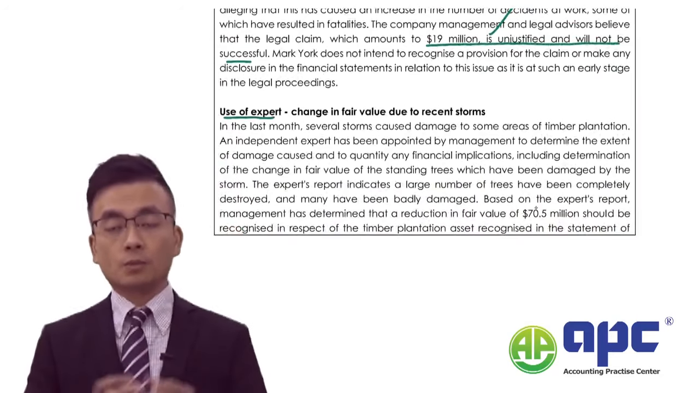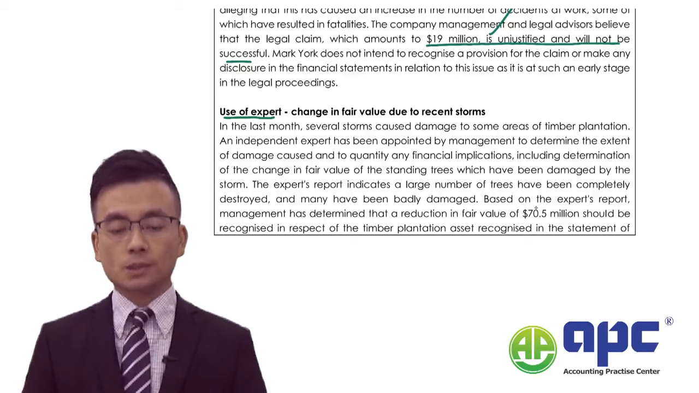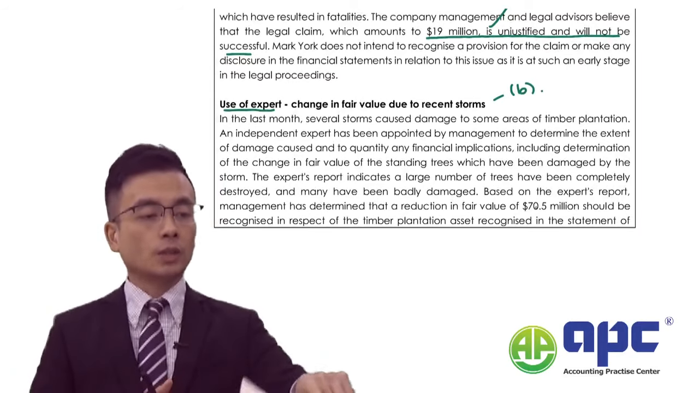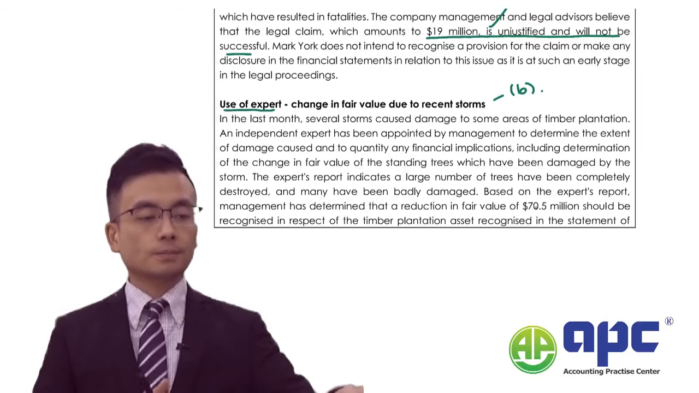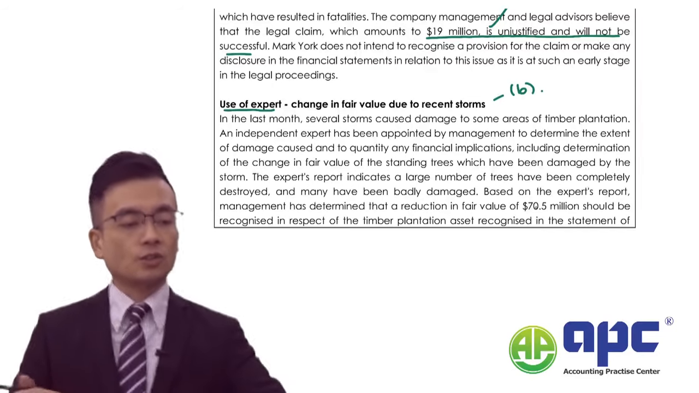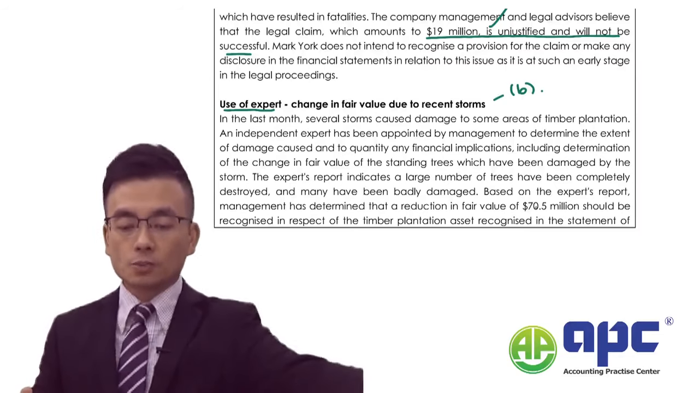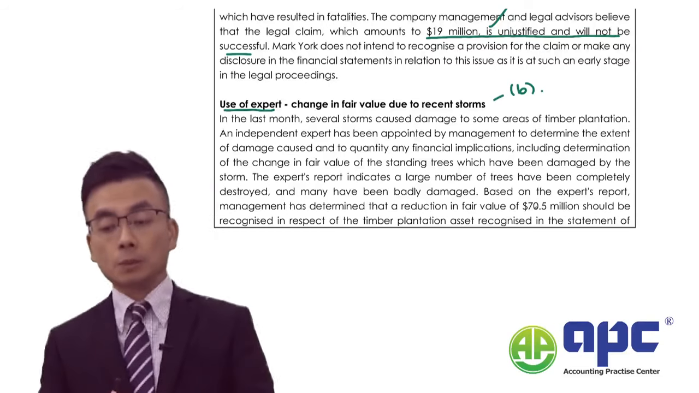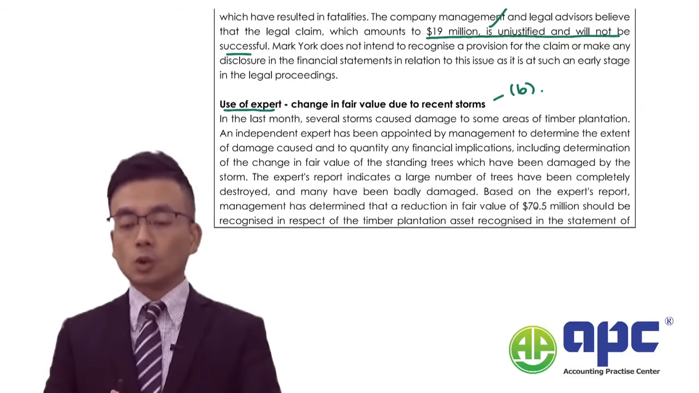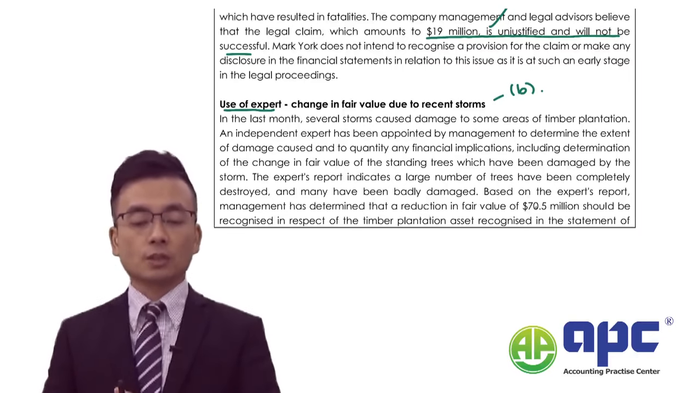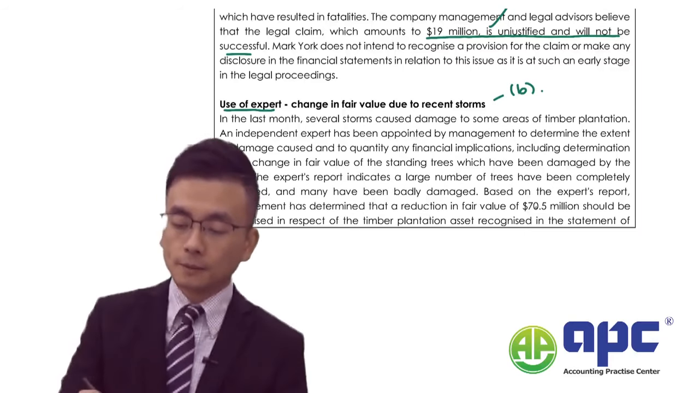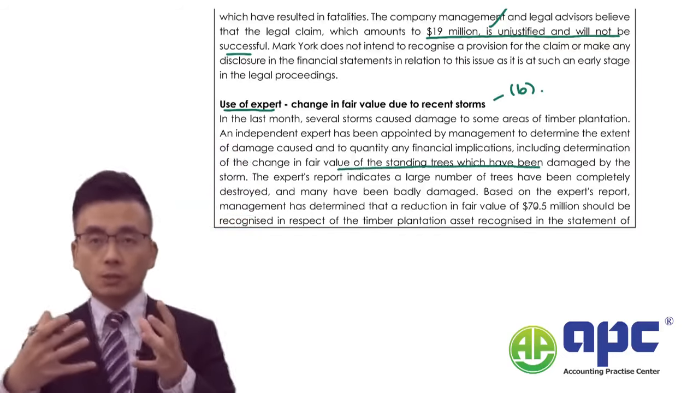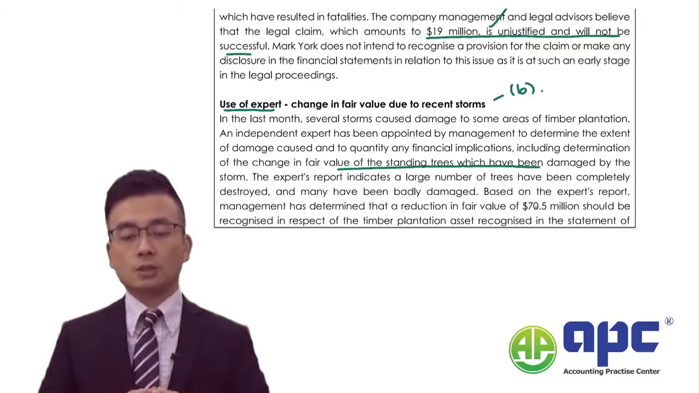Let's see the use of experts here. It's related to changes in fair value due to recent storms. Of course, we need to bring that into Part B, when commenting on the audit risk there. That's very important, related to the changes in fair value and inventories and so on. In the last months, several storms caused damage to some areas of the timber plantation. An independent expert has been appointed by management to determine the extent of damage caused and to quantify any financial implications, including determination of the change in fair value of the standing trees, which means the biological assets damaged by the storms. Subsequently, when we measure the changes in fair value, we're going to bring that to the P&L.